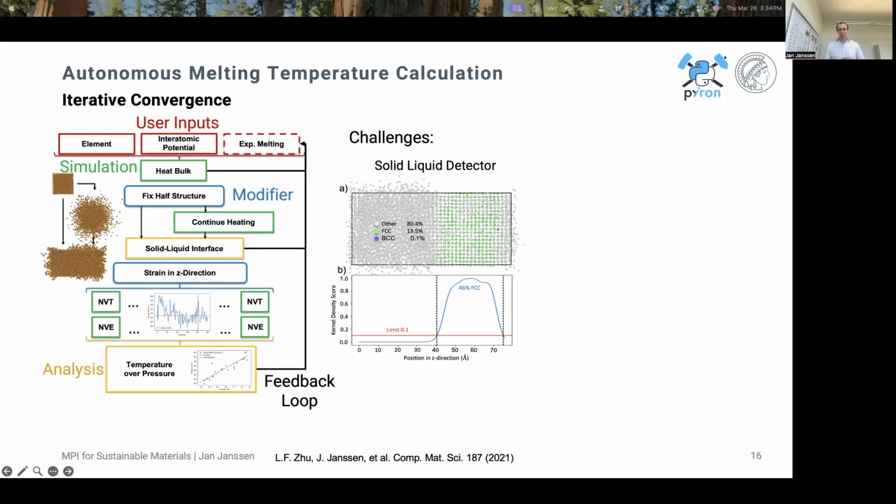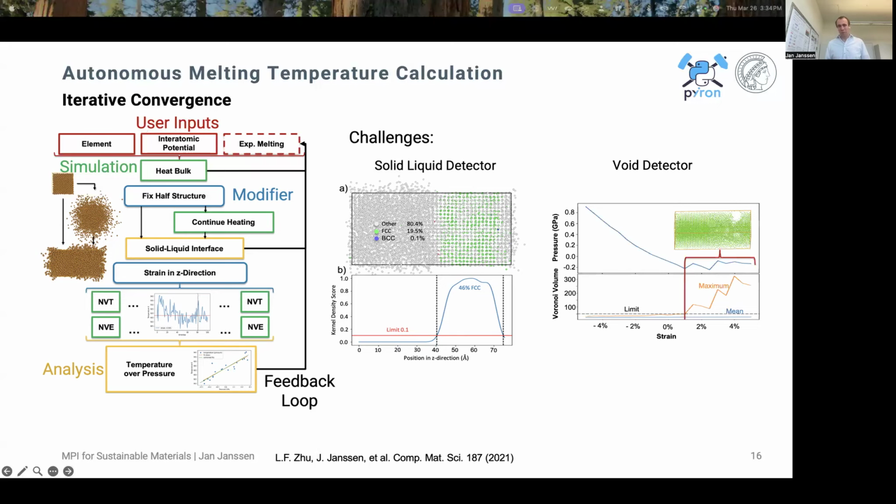So we then apply a kernel density score to this common neighbor analysis. And with this, we are able to identify 46% as the solid phase. So really just adjusting our detector helped us to make sure that the calculation always stays in control and is able to validate what is the state of our simulation sample after the corresponding step.